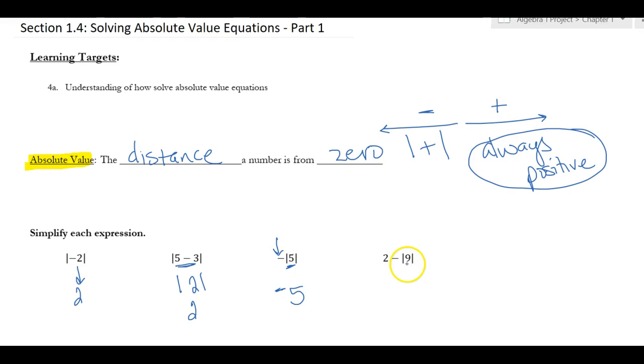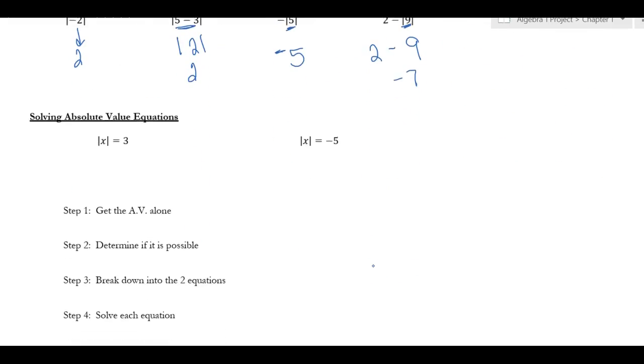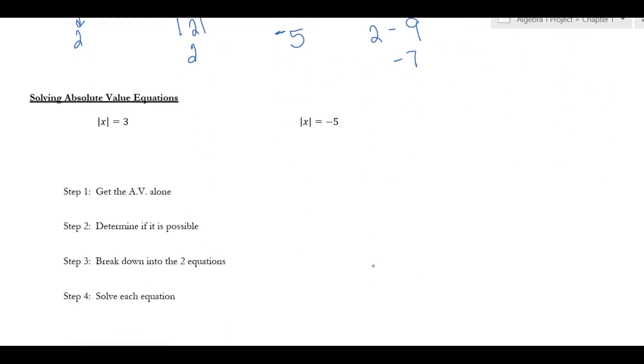Okay, so now I do this first, the absolute value of 9, which is 9, and then I bring down everything else. 2 minus 9 is -7. Okay, so if there's operations inside like we had here, you do inside first, and then you bring down everything else and do outside operations. Okay, so let's look and see what happens when we solve.